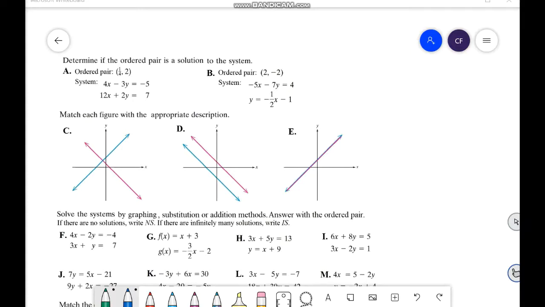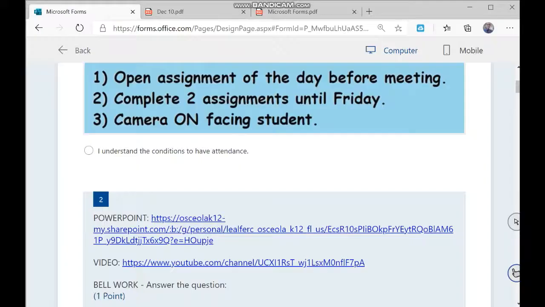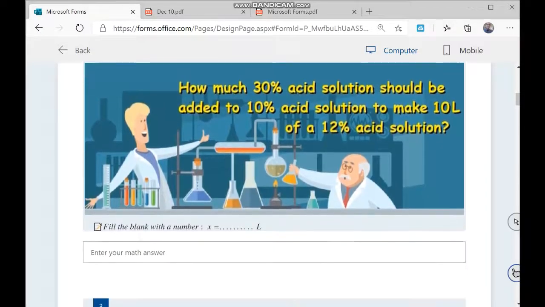Before working on the quiz, let's try the bell work, which is the first question of tomorrow. What do you think is the right answer for this question here? How much 30% acid should be added to 10% acid solution to make 10 liters of 12% acid solution?